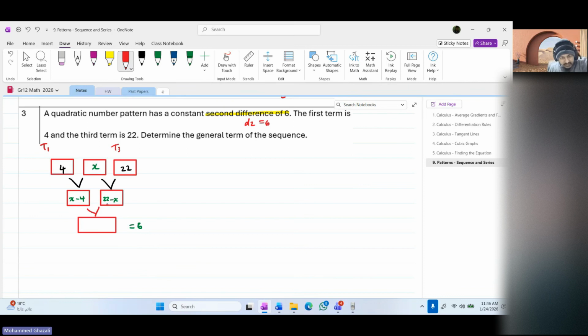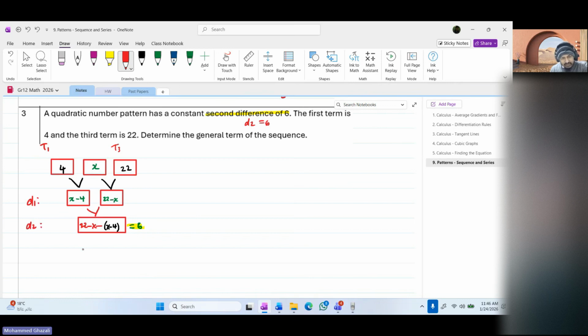Right, so the second difference is 22 minus x minus x minus 4. That's a 4 there, right? Now, we need to solve this equation because they told us that the second difference is 6, right? So problem solved, second difference is 6. So solve for x here now.